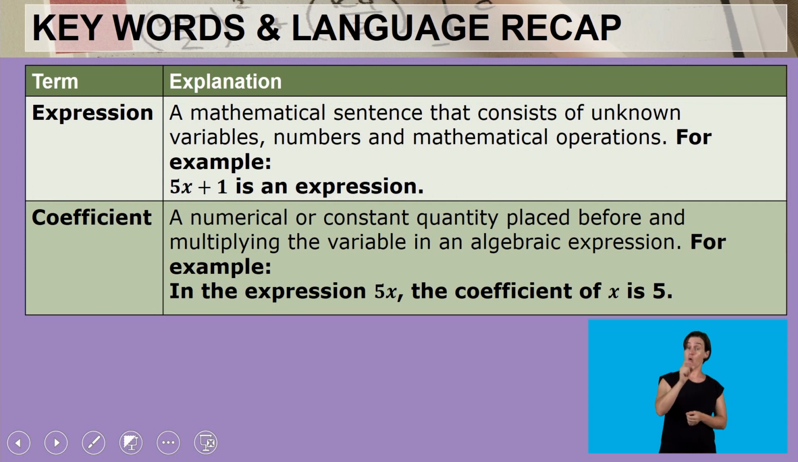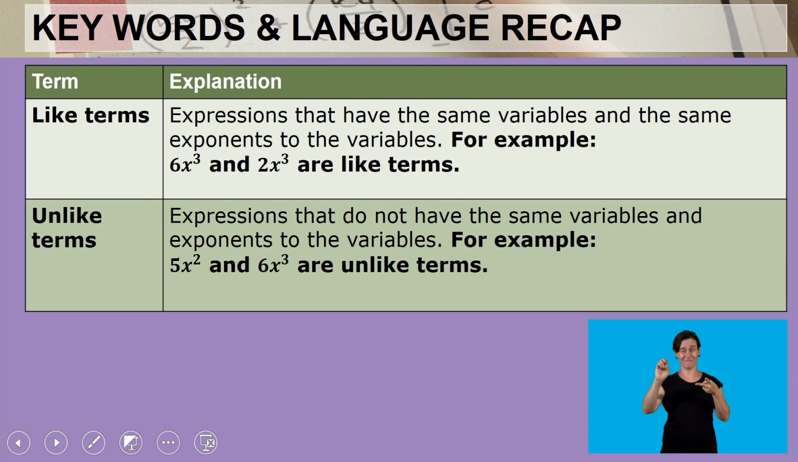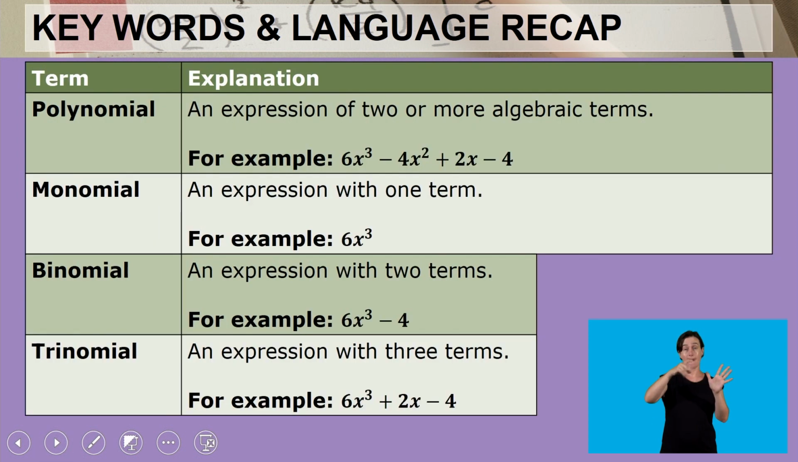Then the keywords that we used during this lesson were expression, coefficient, like terms, unlike terms, polynomial, monomial, binomial, and a trinomial. So those were the keywords that we were using in this lesson.